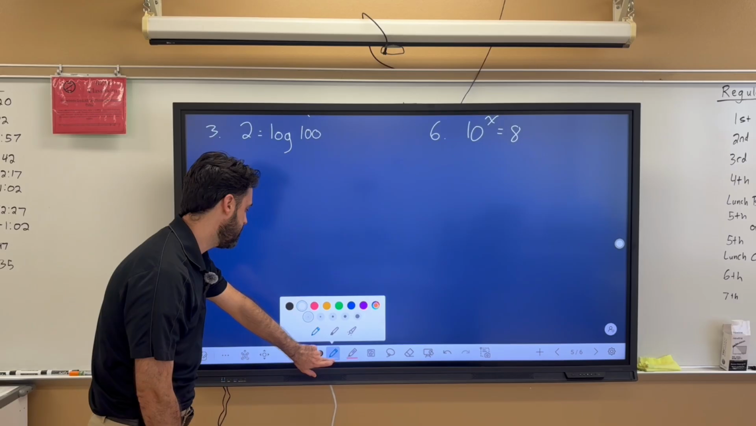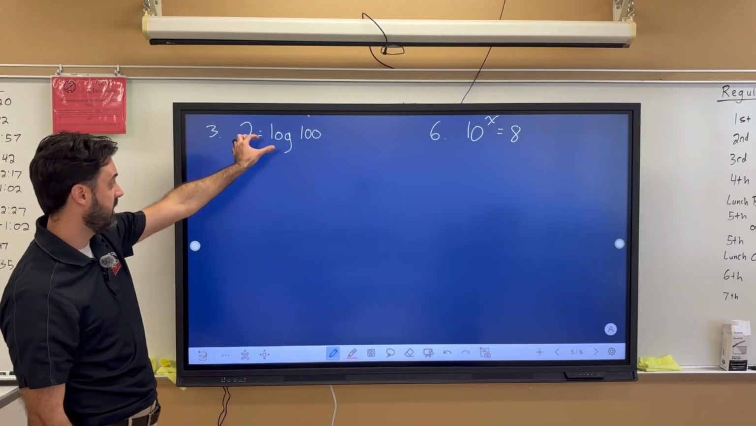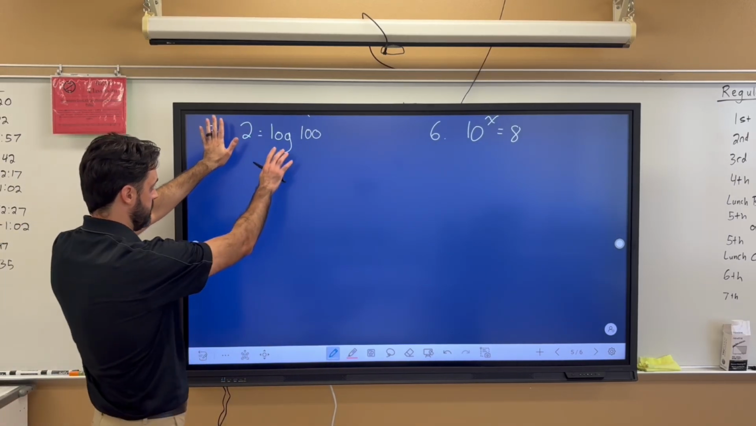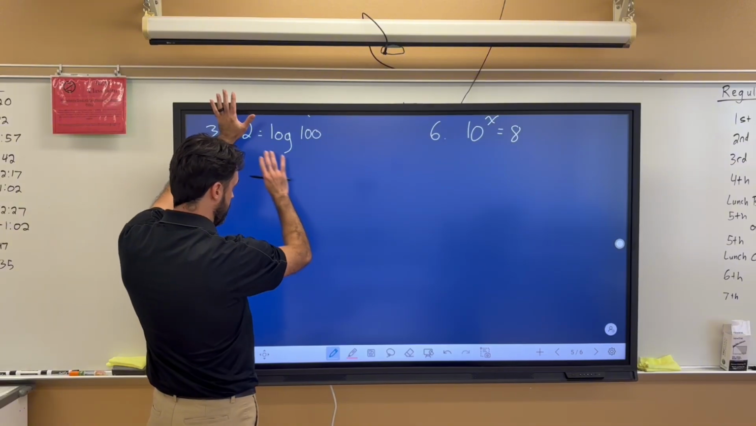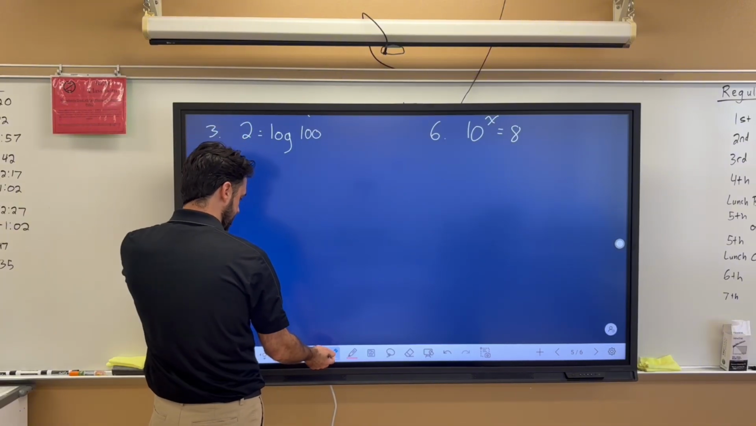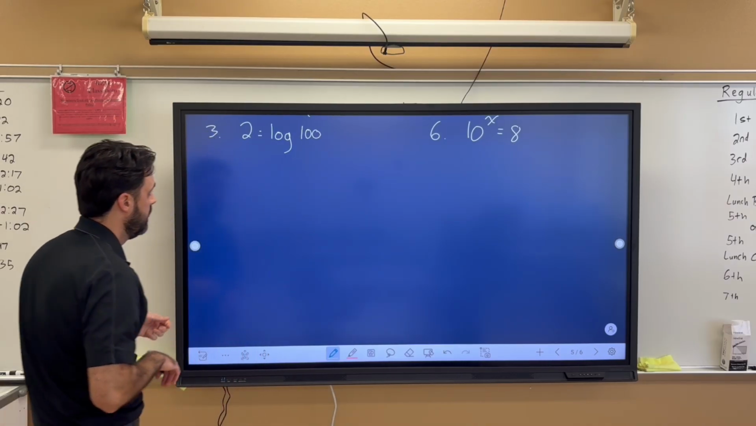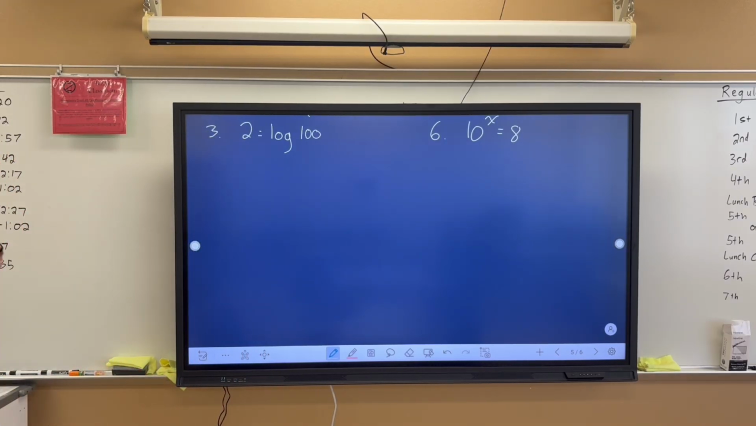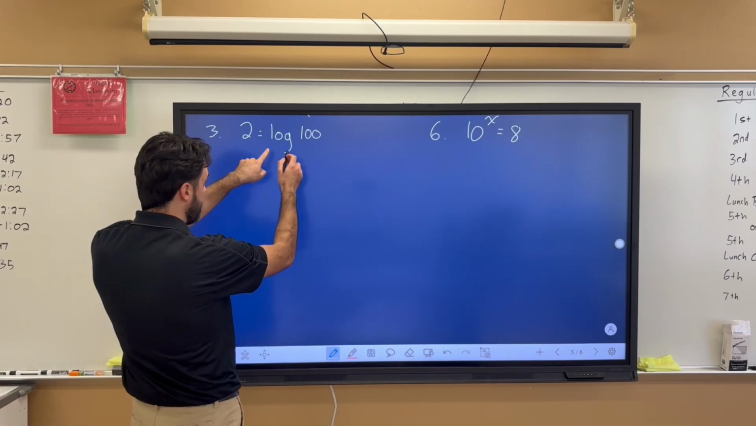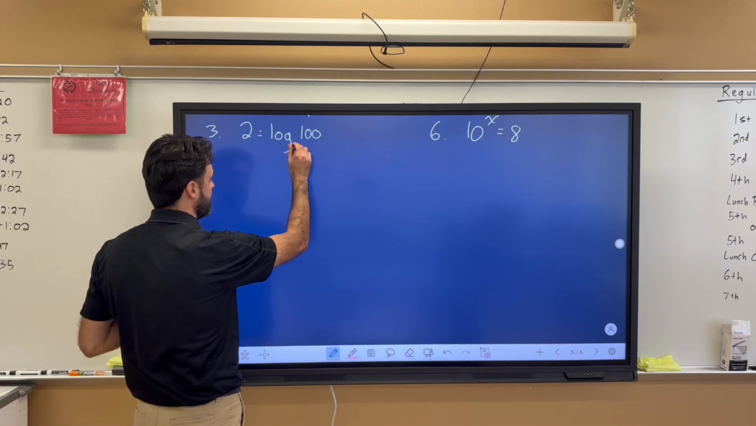So, some people find it easier if the log is on the left side of the equal sign. So if you want to just rearrange this, you could do that. You could just move the 2 over. I'm going to leave it as is to do this one, but again, you could swap the order of this. All right, so number 3. We've got a log without a base. So if it actually spells the word log without a base, that's a base of 10.